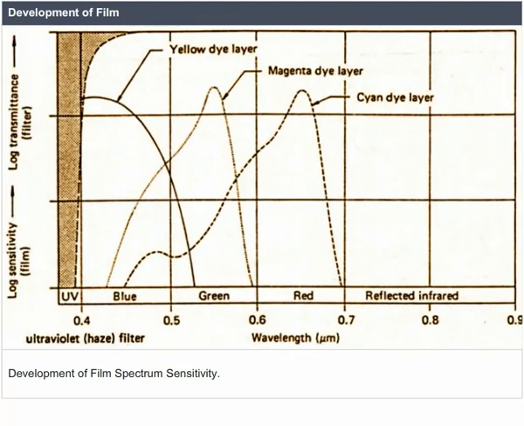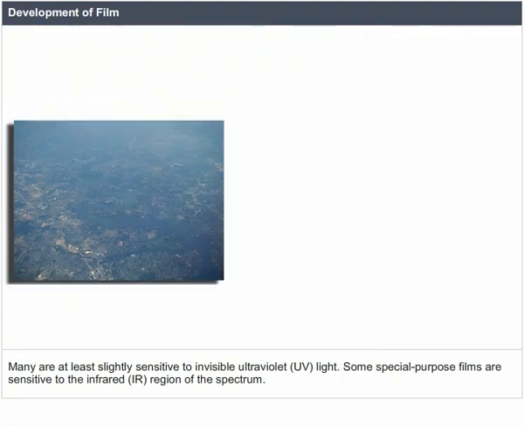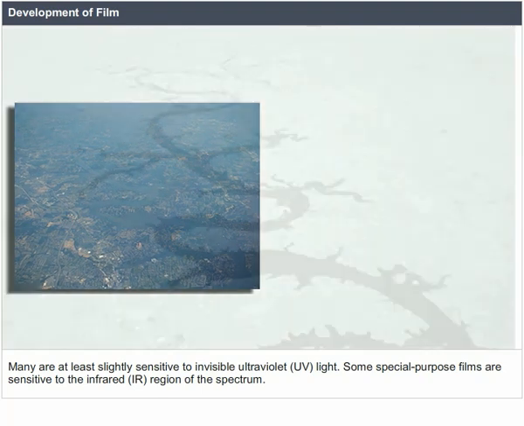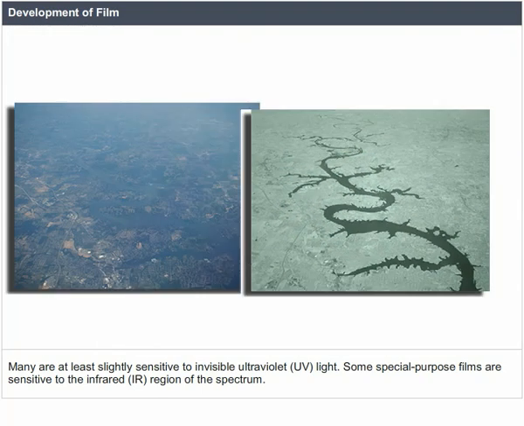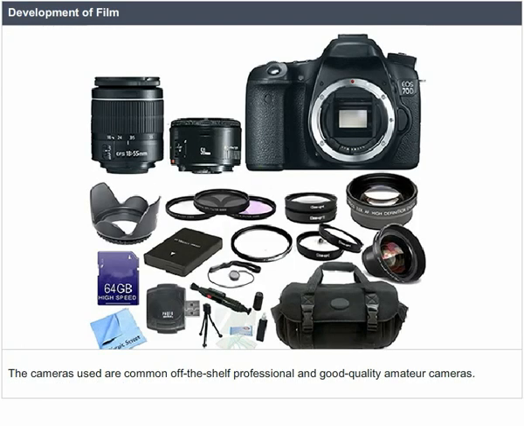Development of film spectrum sensitivity. Many films are at least slightly sensitive to invisible ultraviolet UV light. Some special-purpose films are sensitive to the infrared IR region of the spectrum. The cameras used are common off-the-shelf professional and good quality amateur cameras.